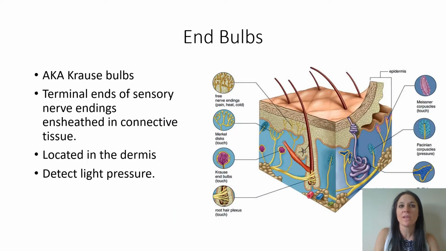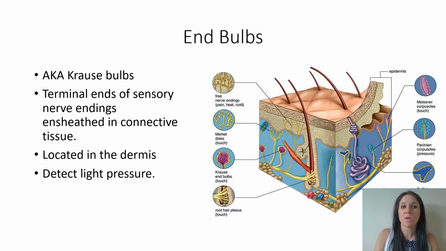Okay, now we move into our encapsulated receptors. So we have 4 encapsulated receptors. So we'll start, and keep in mind, right, the sensation of touch, all of these different receptors are being activated sometimes, right? It's not just going to be one or the other. They can work together as well.